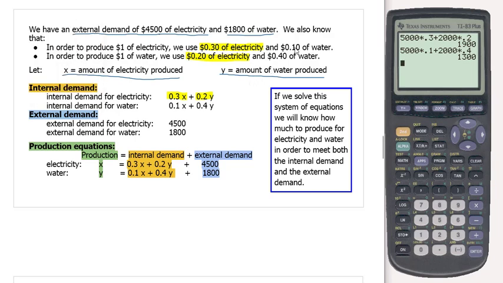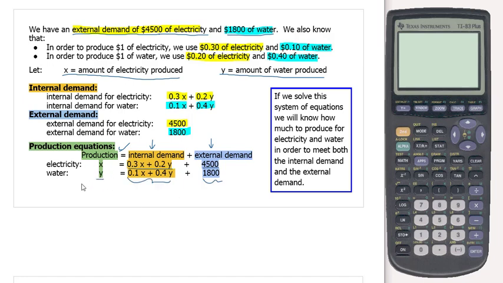Looking at water, we know that for each dollar of electricity, we use 10 cents of water, so that's where we get this 0.1x. And for each dollar of water, we use up 40 cents of water, and so we get 0.4y. Our external demand is $4,500 of electricity and $1,800 of water. If we use our basic equation that production equals internal demand plus external demand, we get the following two equations, one for electricity, one for water.